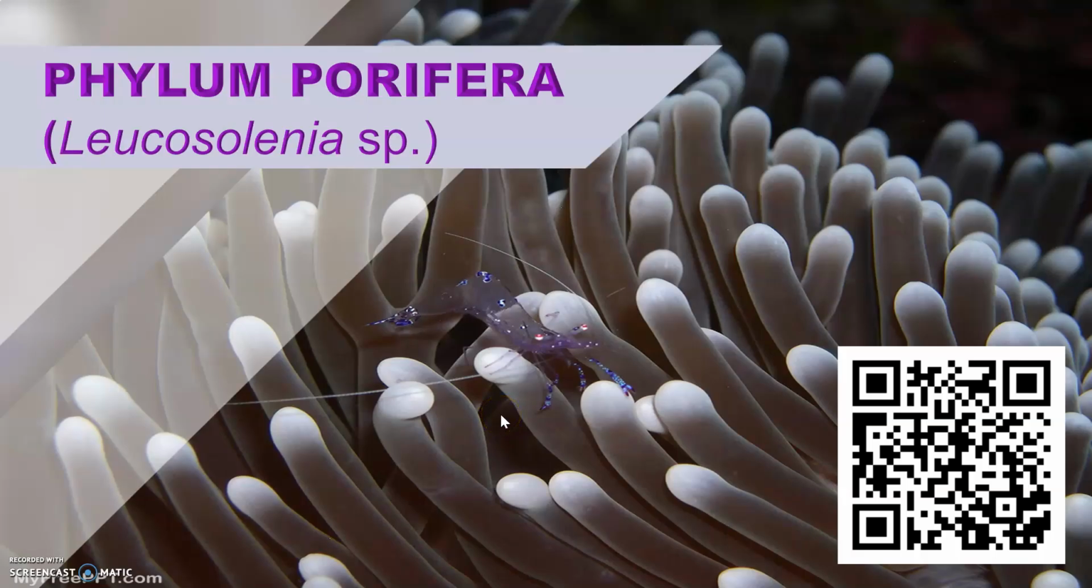Let's look into the first phylum, phylum Porifera. One of the example species is Leucosolenia. Here there is a QR code that you can scan and watch videos that explaining and showing example of this phylum.